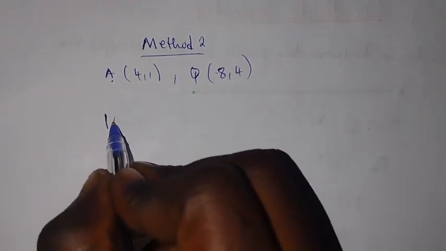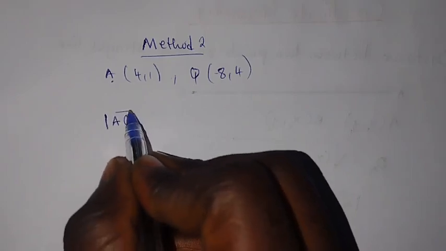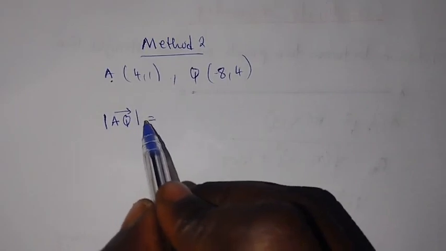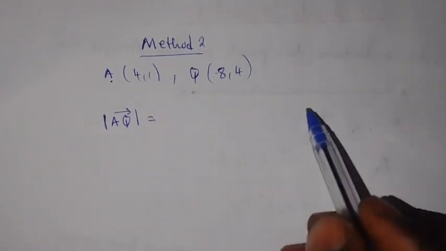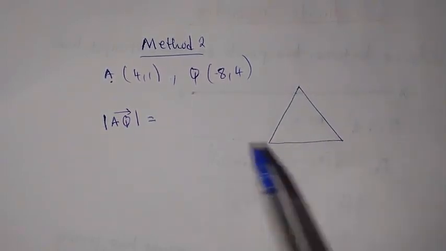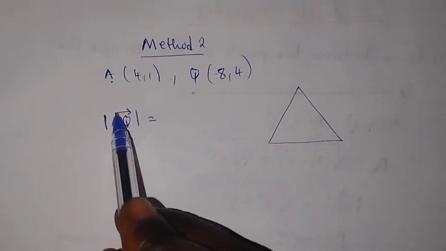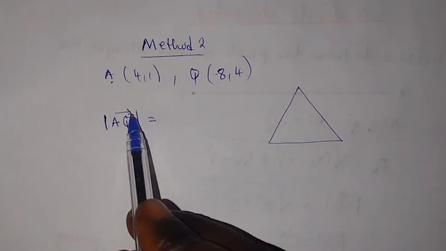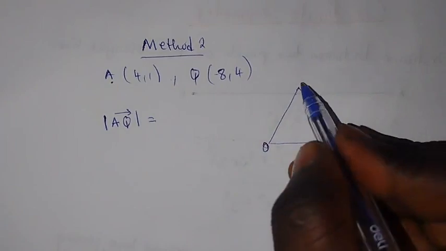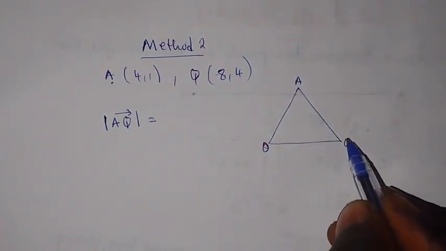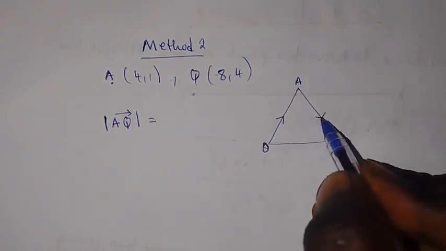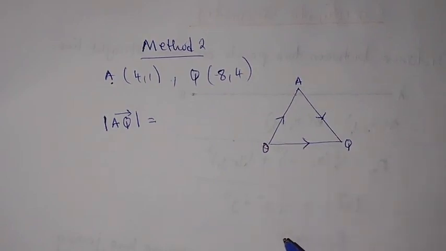So the magnitude of AQ, to be presented like this, is equal to, now for this magnitude of AQ, I will come up with a simple sketch just to help you to understand. Now, because I'm using this, there is this direction. So this direction shows the movement from point A to point Q. So here we can have the origin, and here we can have point A, and here we can have point Q. So this is the movement now. I hope this is clear.